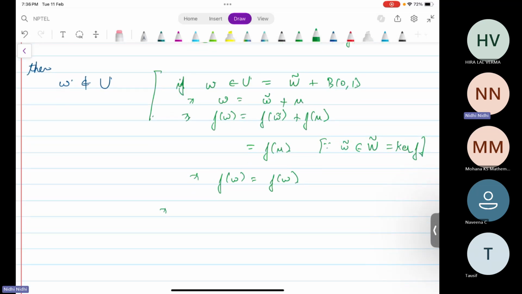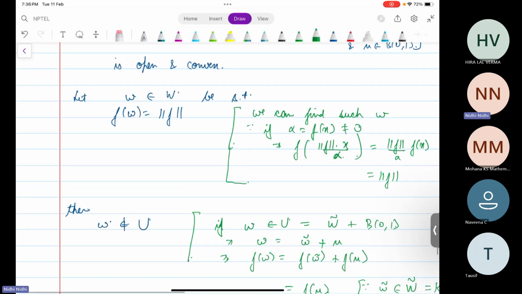This implies |f(w)| = |f(u)|, which is less than or equal to norm f times norm u. Now since u is in B(0,1), norm u is strictly less than 1. So this is strictly less than norm f. This gives us |f(w)| is strictly less than norm f.